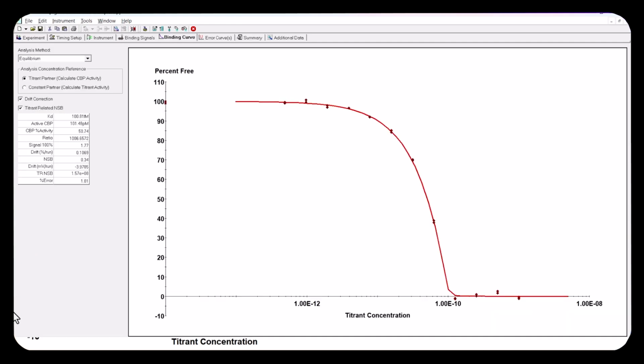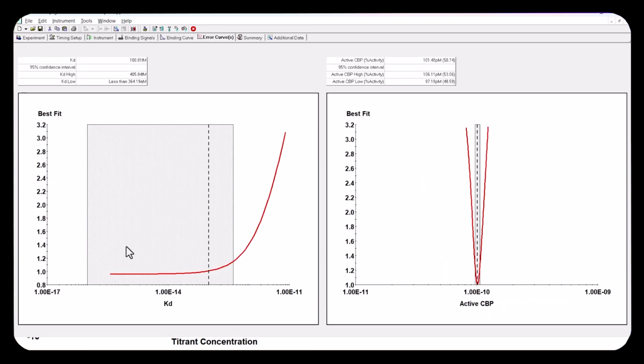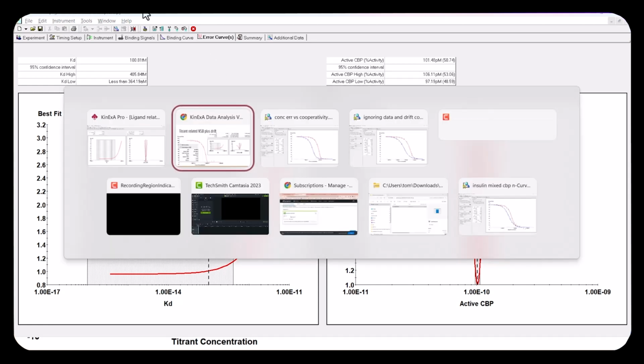And that's a nice fit. We're down to 1% error. This is fitting very, very well. And the error curves, we still can't resolve the KD. This is a very high ratio curve, but it's below 405 femtomolar now, and the activity is very well resolved, very sharp and nice. I just realized that I skipped something in one of the earlier examples.